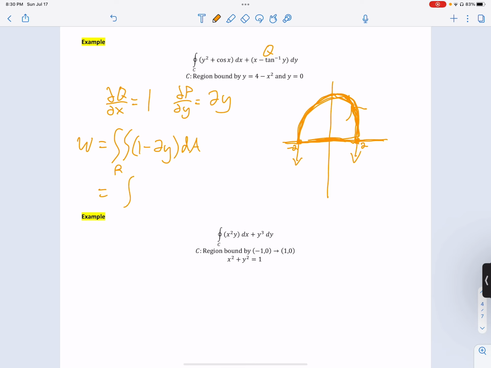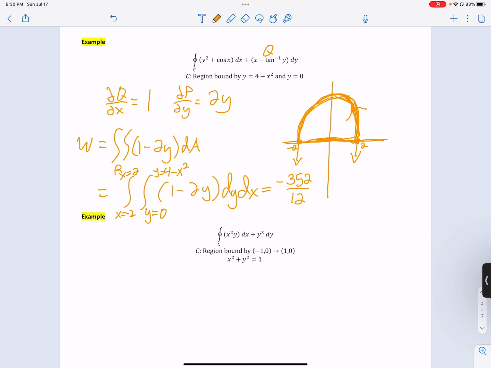We can set this up now. 1 minus 2y. I like doing y equals 0 to y equals 4 minus x squared. It's usually set up for us. That's why I like doing it. And then x equals -2 to +2. And then dy dx. This ends up being 352 over 15. So like I said, setup is the important part here.